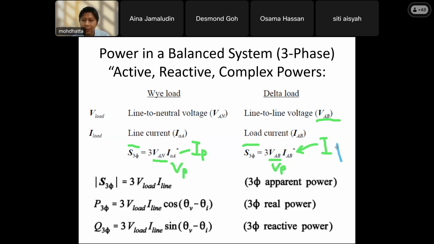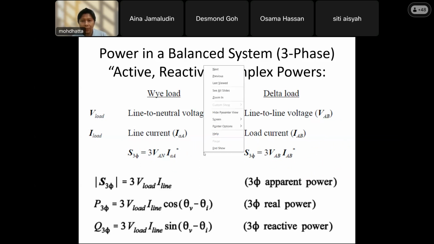Okay. Right. Okay, phase current. All right. Now, how do I remove these pointers?